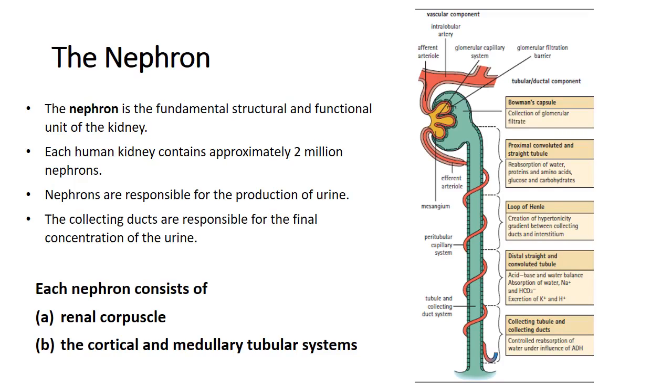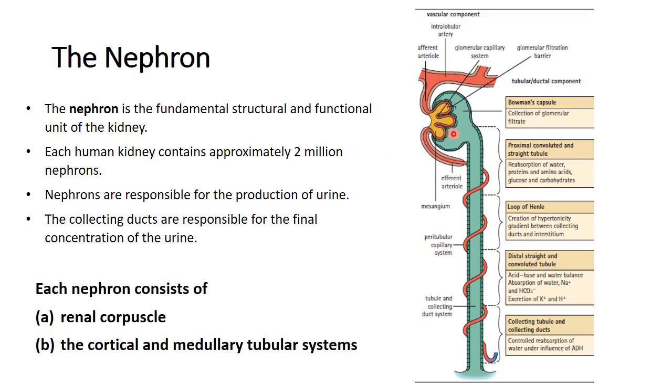The next part of our lecture will be discussing the histological structure of the nephron. As you know, the nephron is the structural and functional unit of the kidney. Each kidney in the human contains approximately 2 million nephrons, and these nephrons are the basic units that are responsible for the production of urine.